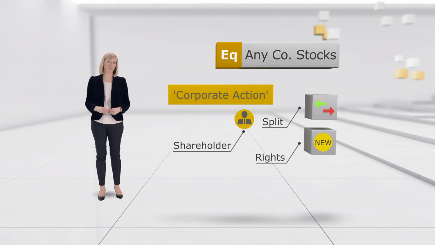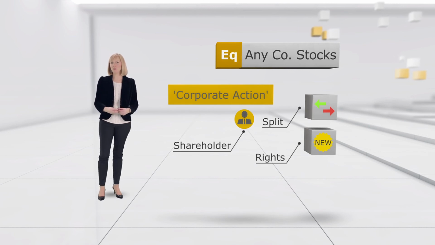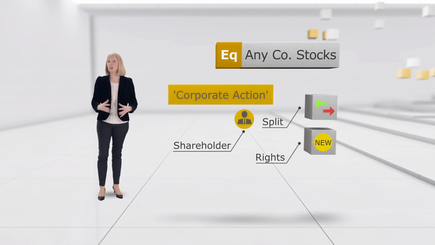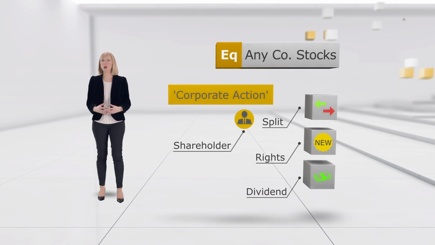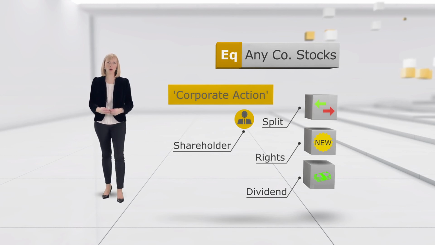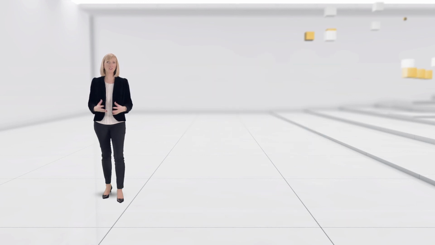A rights issue. This is when the company seeks to increase the level of its equity funding by issuing new shares. And dividend distribution. This is when a company decides to pay out a part of its generated earnings to shareholders.